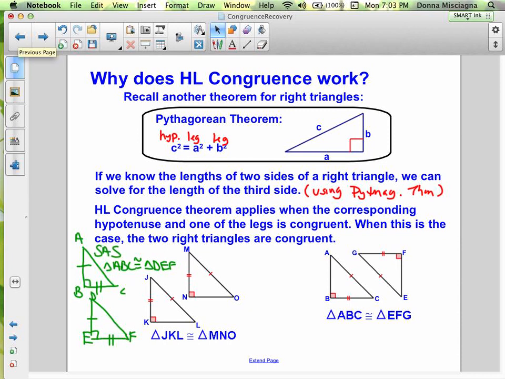So that's why hypotenuse leg works: right triangles are special, and we can only use the Pythagorean theorem with a right triangle, so there's a special relationship between the sides. We're going to be using hypotenuse leg as well as all the theorems that we've learned to prove triangles congruent, or maybe we can't prove triangles are congruent. So stay tuned. Bye for now.